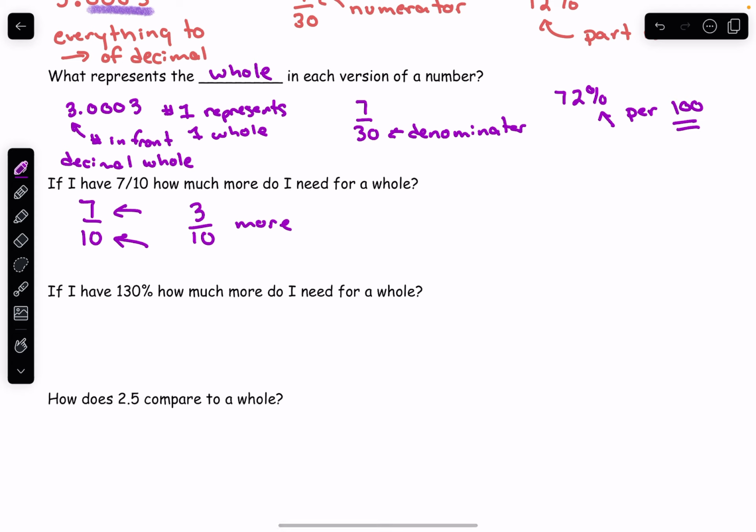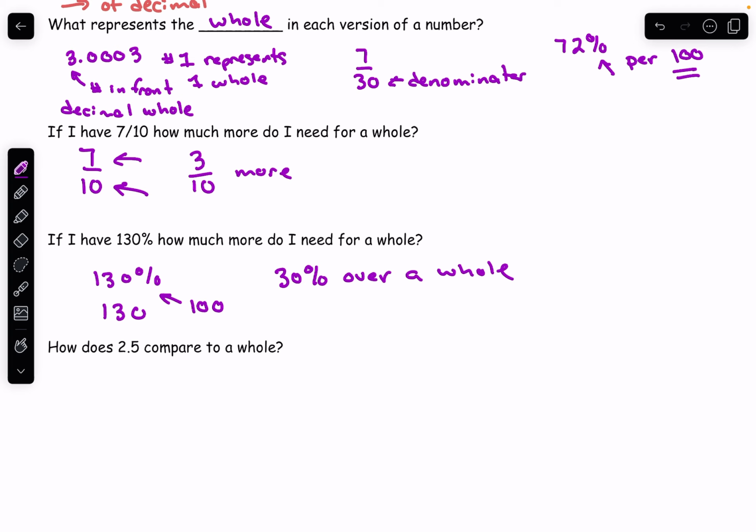What about a percentage? If I have 130%, how much more do I need for a whole? So if I have 130%, the 130 is the part. The whole, we said earlier, was the 100%. So I'm actually over a whole. If 100 is the whole and I'm at 130, then I'm actually 30% over a whole, right? I'm 30% more. I don't need more. I need to actually take some away to get to a whole.